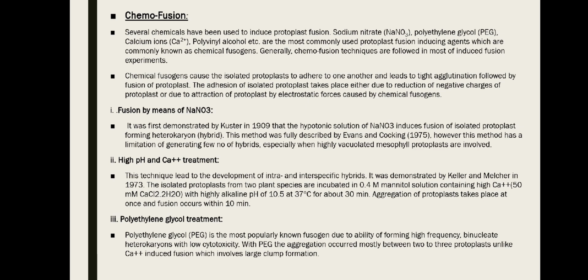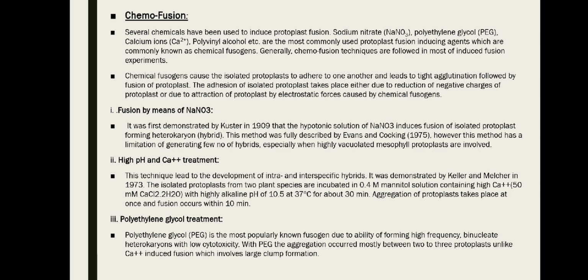1. Fusion by means of NaNO3. It was first demonstrated by Kuster in 1909 that a hypotonic solution of NaNO3 induces fusion of isolated protoplasts, forming heterokaryon hybrids. This method was fully described by Evans and Cocking, 1975. However, this method has a limitation of generating few hybrids, especially when highly vacuolated mesophyll protoplasts are involved.